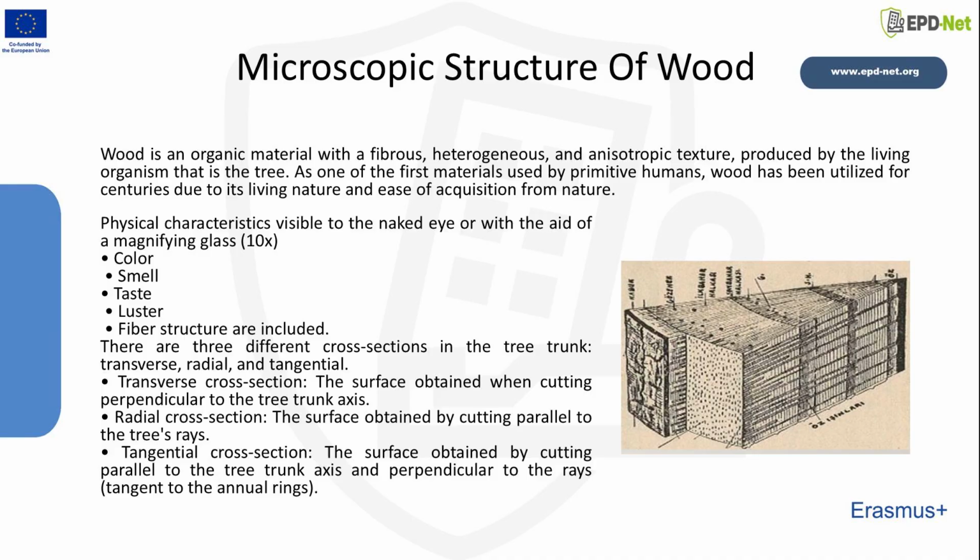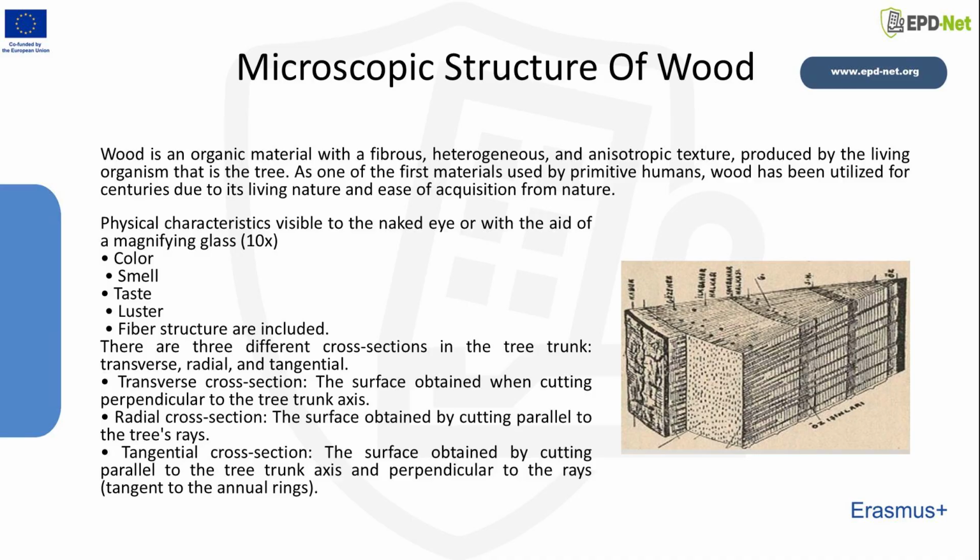To understand wood as a building material, it is necessary to examine its structure. Wood has physical characteristics that can be observed with the naked eye or with magnification. These include color, smell, taste, luster, and fiber structure. At the same time, wood has a complex internal organization that affects its mechanical and physical behavior.